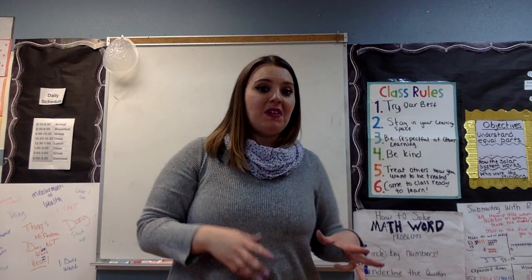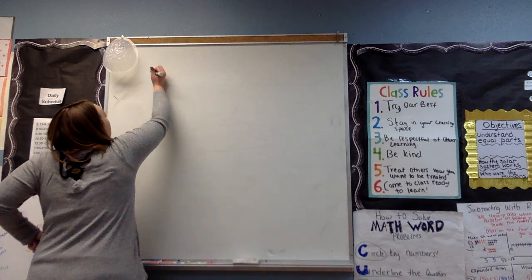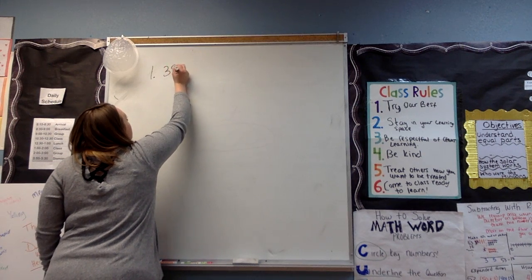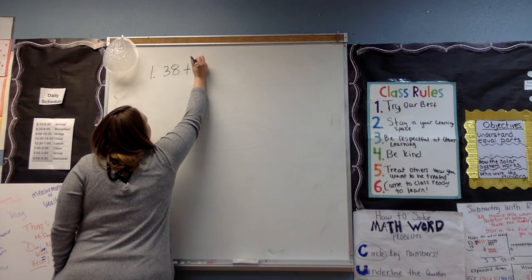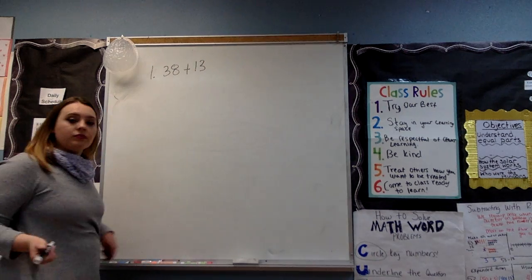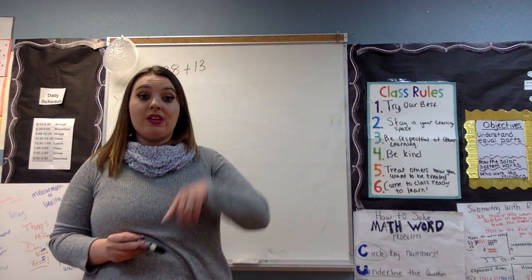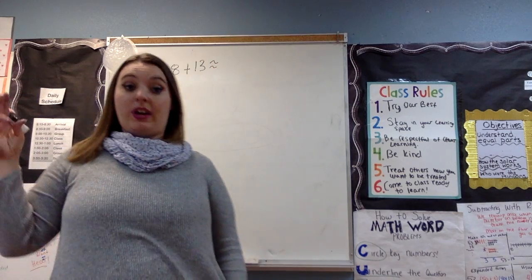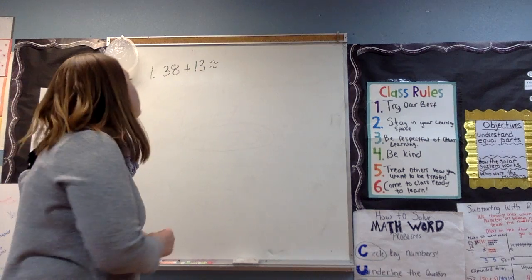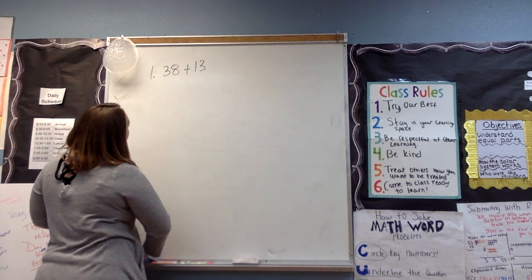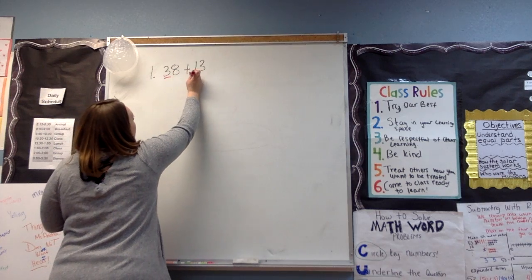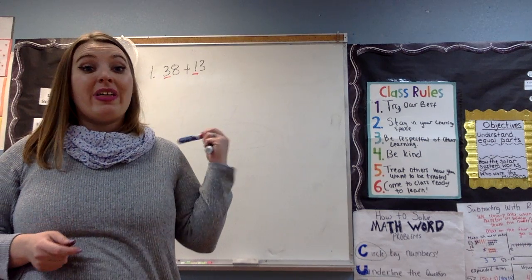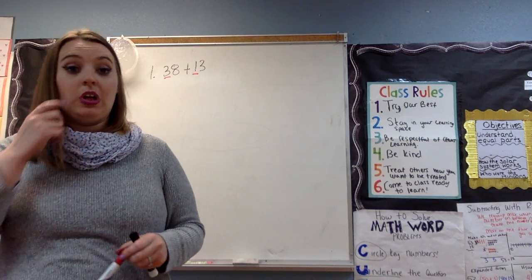So I'll write the first one. Number one is going to be 38 plus 13. When you write your answer, I want you to write 38 plus 13 is approximately, okay, approximately what number you got. And we're going to round to the nearest tenth, okay? We're rounding to the nearest tenth. So you need to copy down every step, but I'm going to do that first step for you so that you know what you're rounding to.